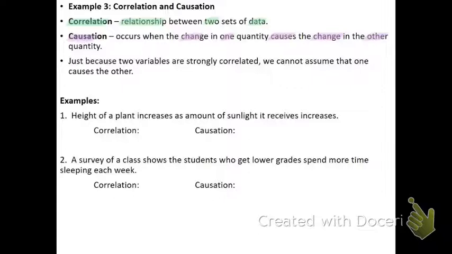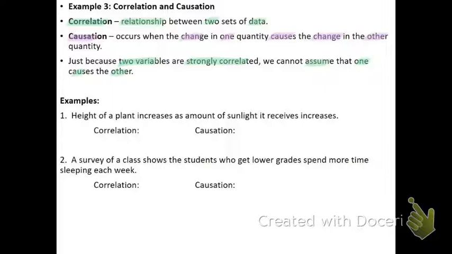You want to make sure there's actually proof that one causes the other. And that's what this says right here: just because two things are strongly correlated, we can't assume that one causes the other. A lot of times when people are reading statistics and stuff like that, they want to associate two things together, saying one causes the other when it's just strongly correlated.